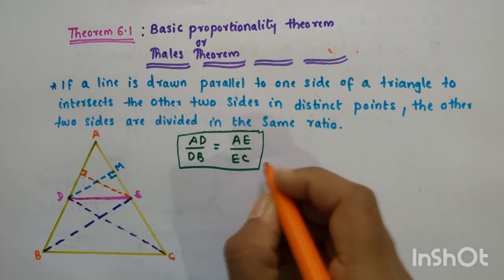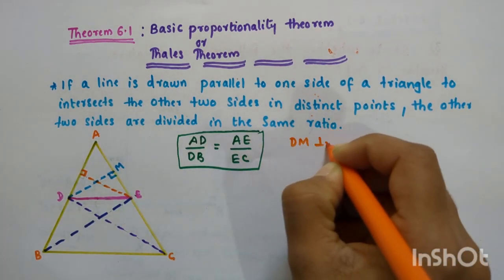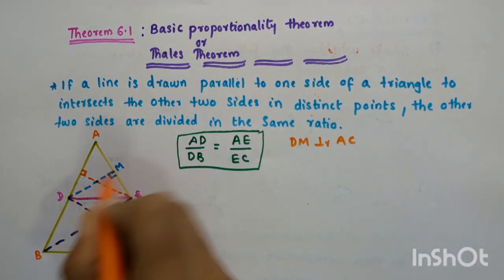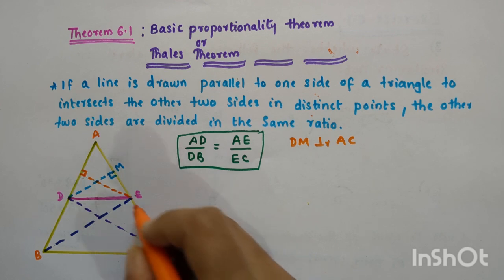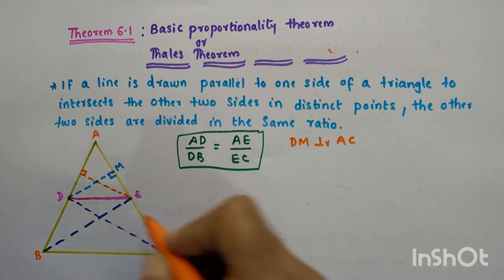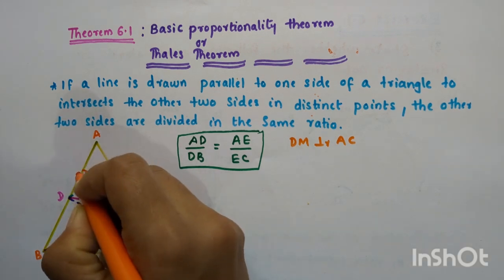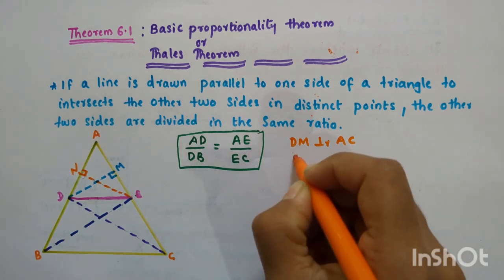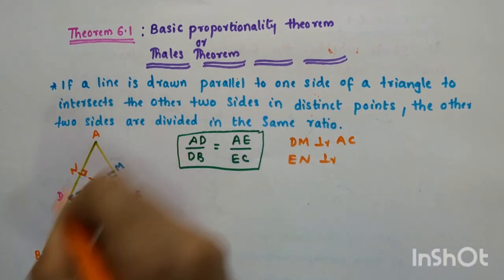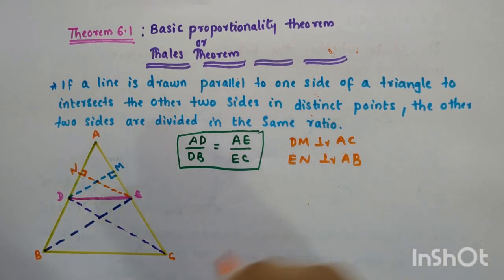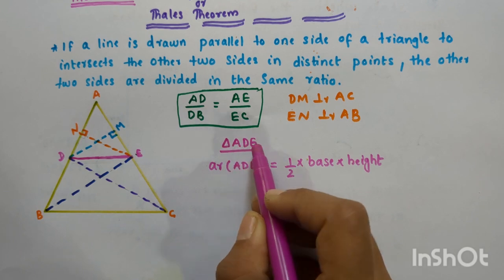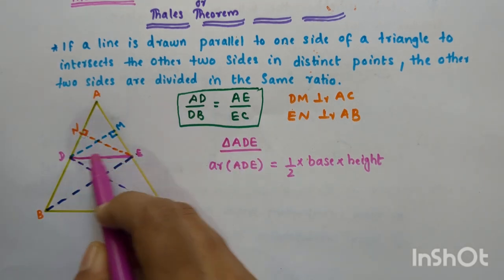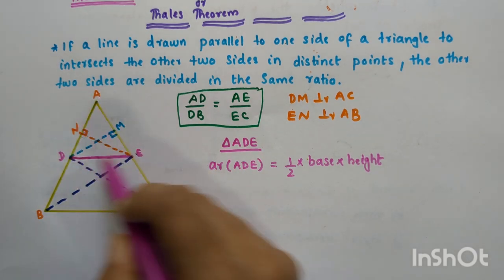That is, we have drawn DM perpendicular to AC. The line DM is perpendicular to the side AC. Then we have drawn from E, and I am naming this point N. So EN is perpendicular to the side AB. Now, let us consider the triangle ADE.